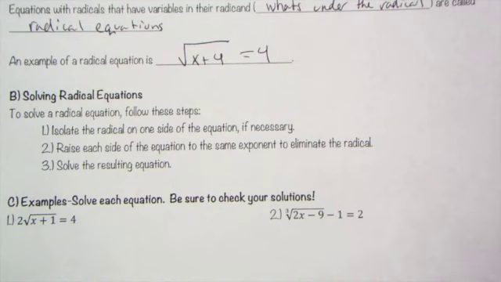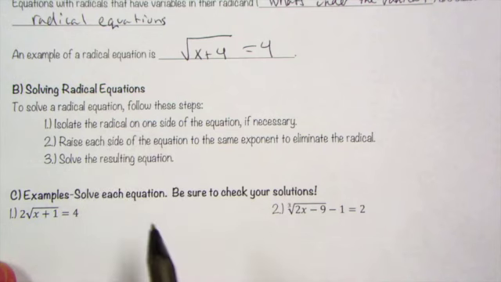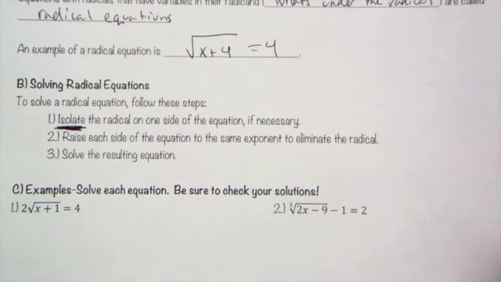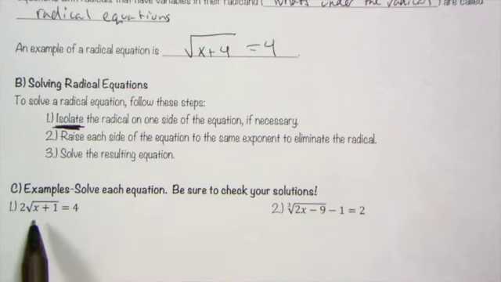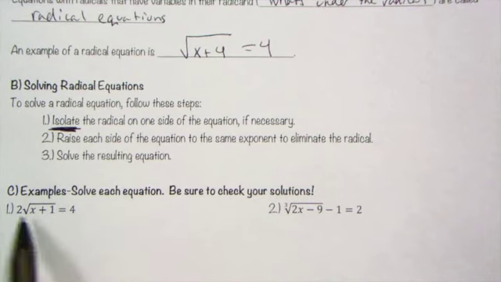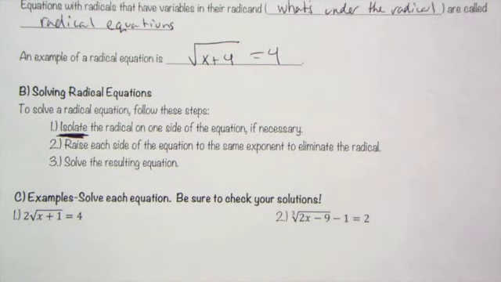To solve a radical equation, this is probably the most important part, and where most people make the most mistakes. There are three pretty straightforward steps here, but the first step is to isolate the radical on one side of the equation. A lot of people will not do that. Like in the first problem here, because this is a square, they would try to square both sides before moving the 2 to the other side. Or here they might cube before they move the 1 to the other side.